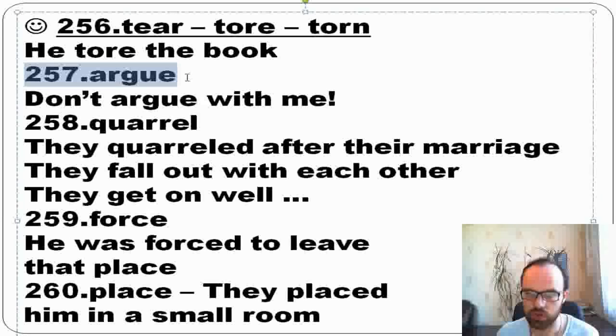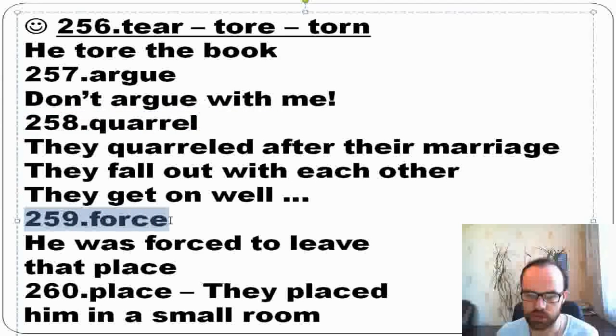Argue, don't argue with me. Quarrel, they quarreled after their marriage. They fall out with each other. Fall out means quarrel. They get on well with each other. Get on has the opposite meaning.